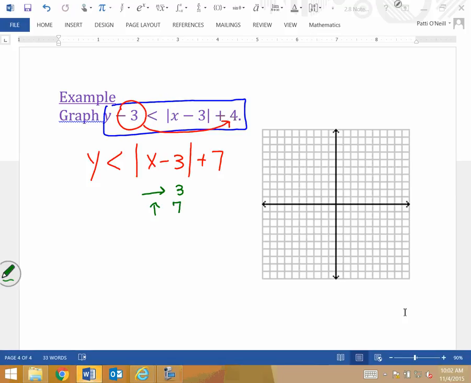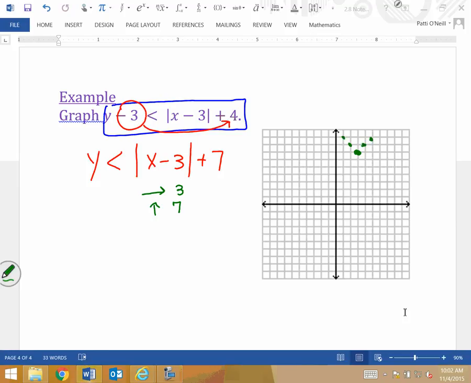It went horizontally 3 units to the right. It went vertically up 7 units. So my vertex is going to be to the right 3, 1, 2, 3, and up 7. So it's going to be right here. Now this slope is the same as the other one. So I know that my V is going to hold the same shape.